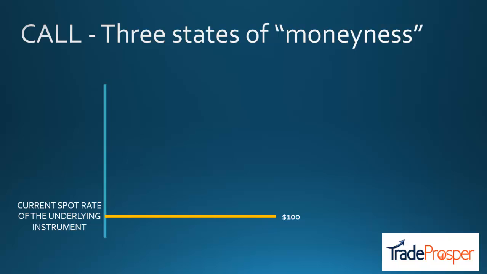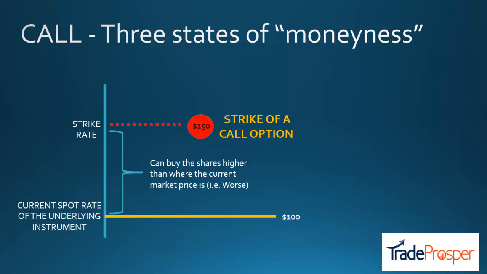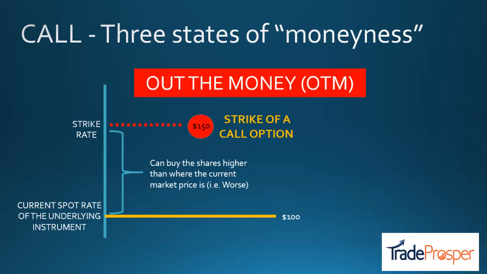The third state of moneyness can be looked at as follows. With the current spot rate of the underlying share at $100, should we decide to do a call option with a strike rate of $150, you can see that in this instance, the call rate is worse off than where the market is. In other words, instead of being able to buy the shares at $100, we are now willing to buy the shares at $150. So in this instance, we are referencing our call strike as being out of the money.